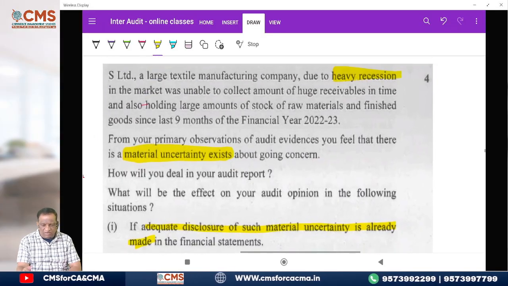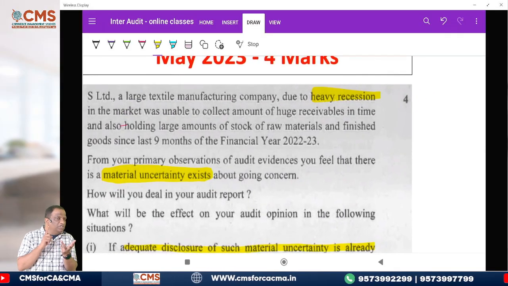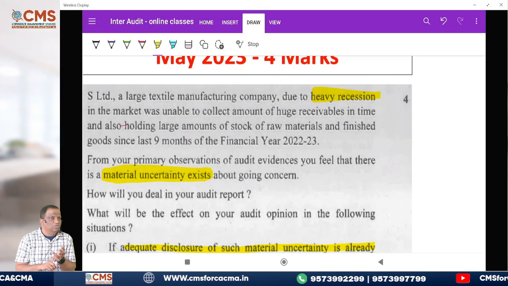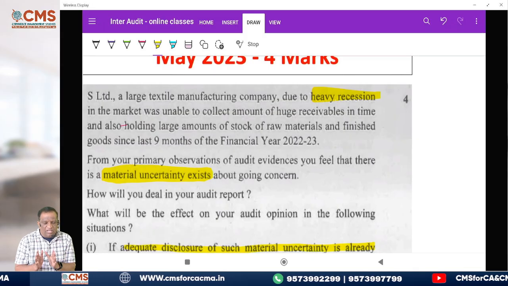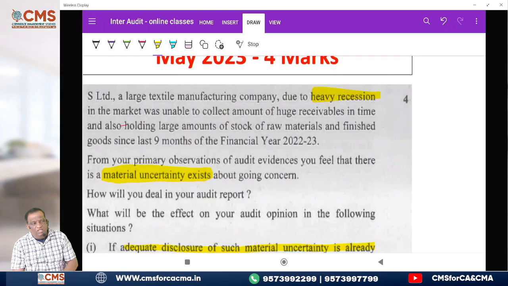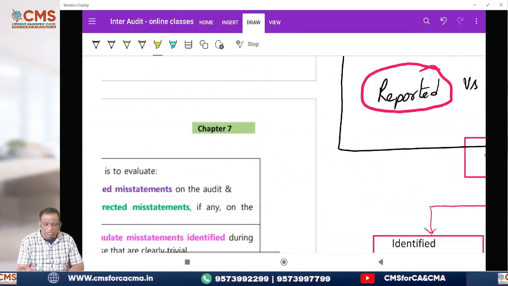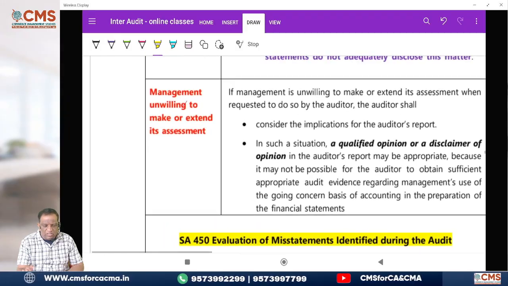And in SA 570, you do get questions. Both the topics are important. Indicators are important and conclusions are important. So before going to the exam, one day before the exam, you must read these two particular topics to score good marks. So with this, SA 570 is also over.